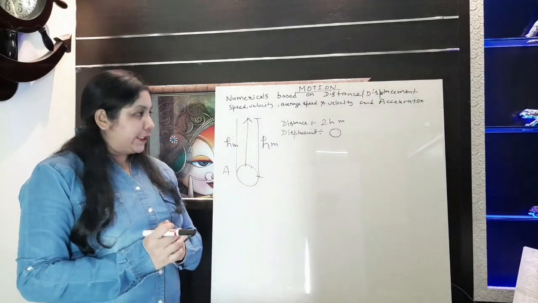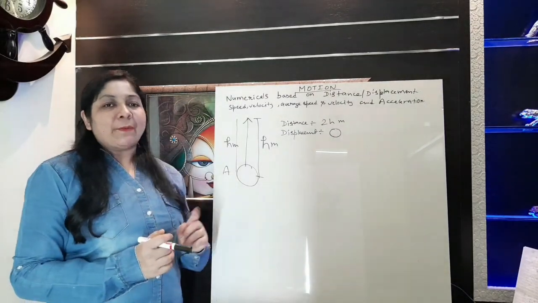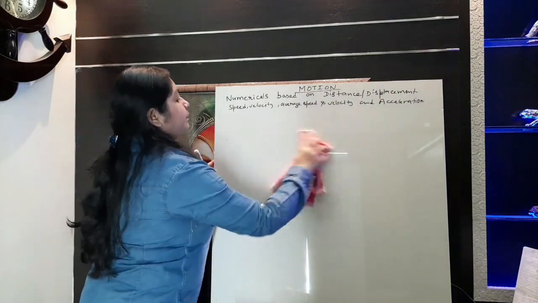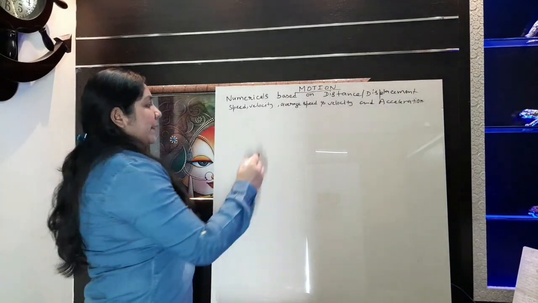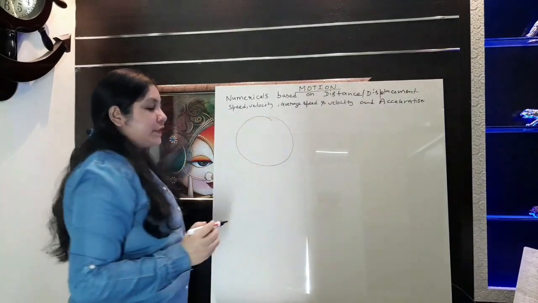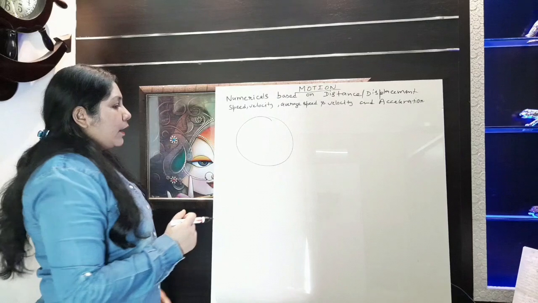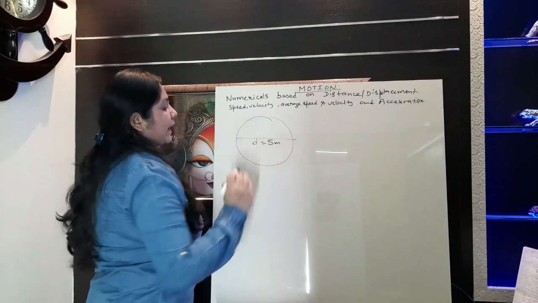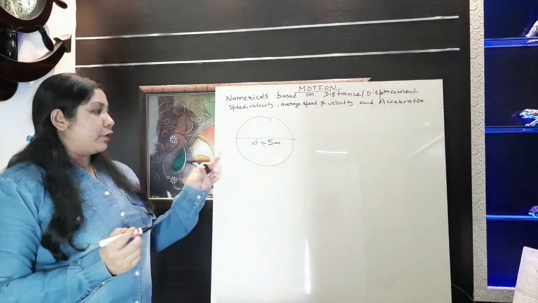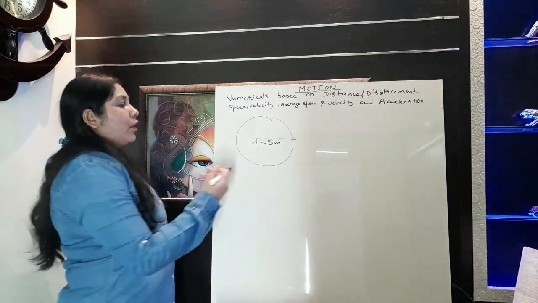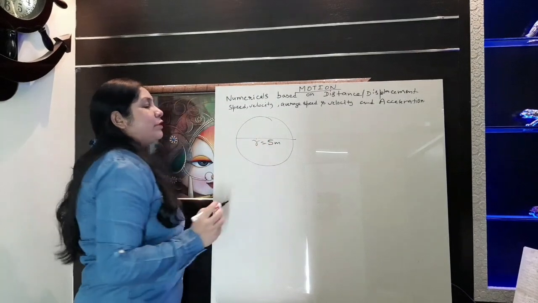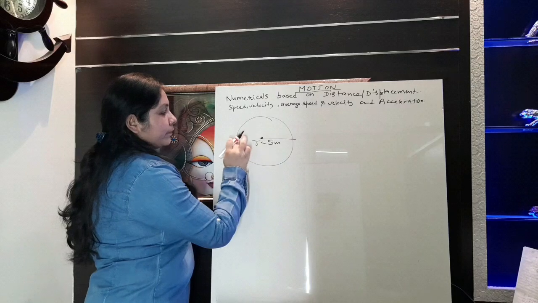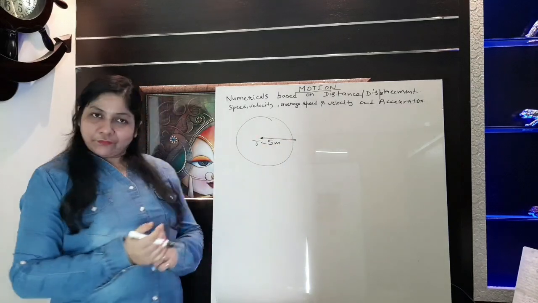Clear? Okay, I am taking one more example here to make it more clear. Now I am taking a circular path. Suppose this is the circular path. Suppose the diameter of this path is 5 meter, or just make it simple, the radius of this path is 5 meter. Radius means the length from here to here, this is 5 meter.